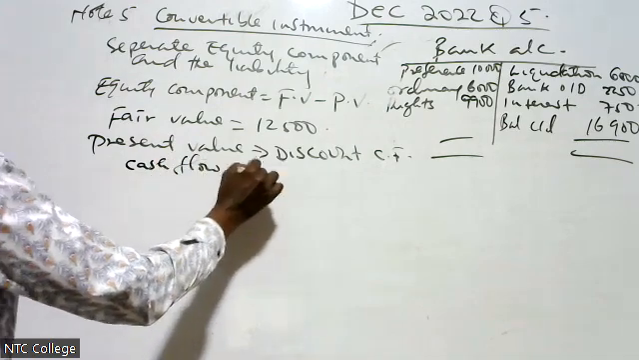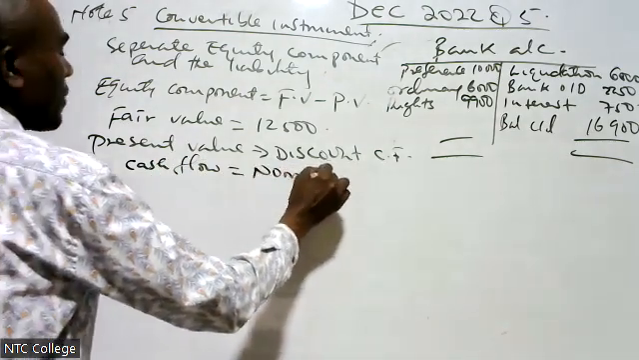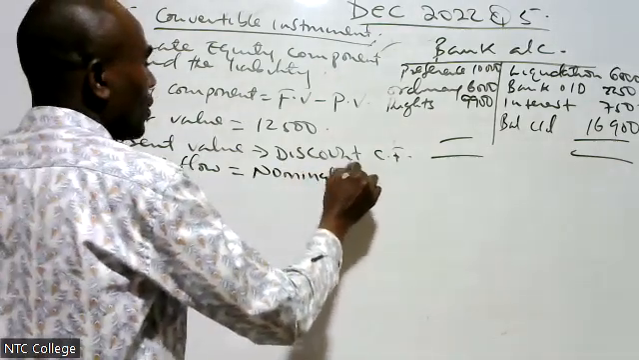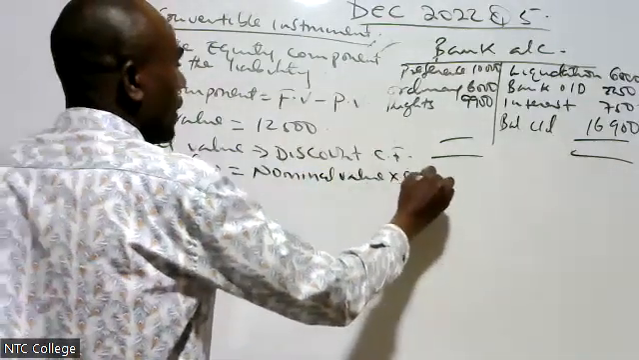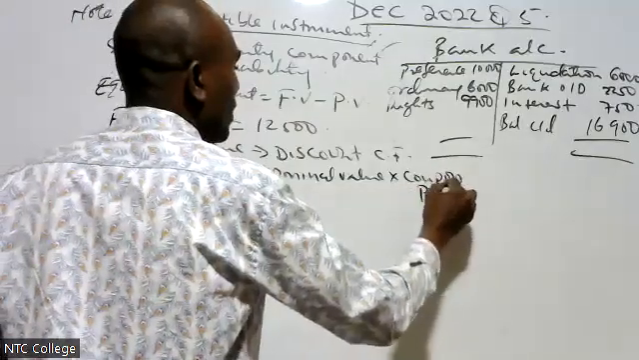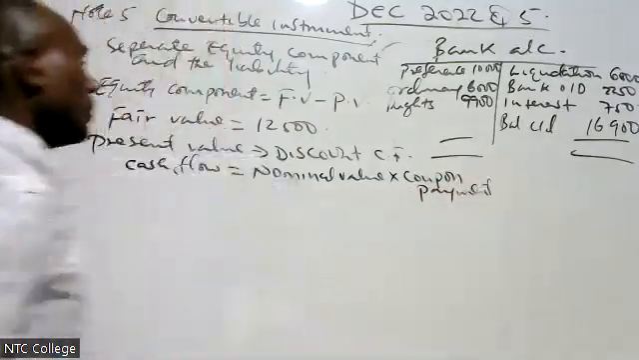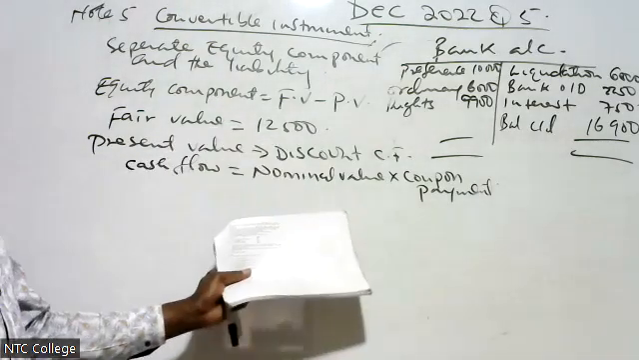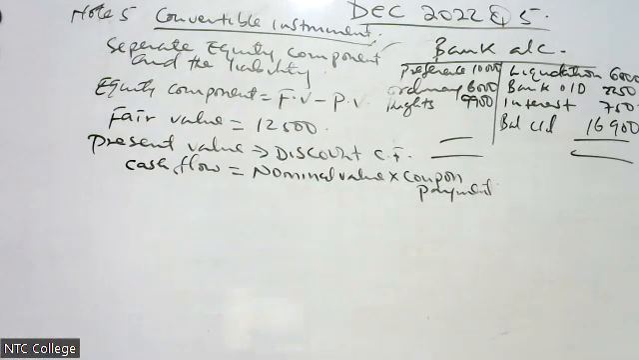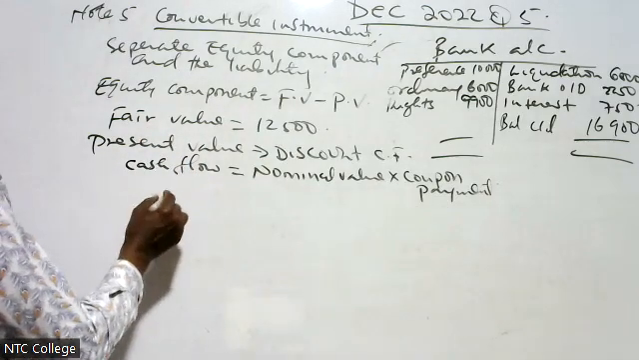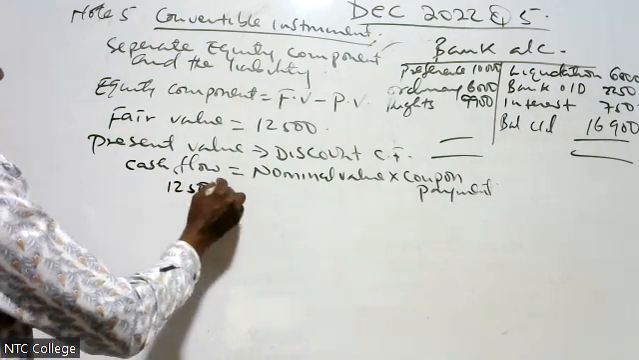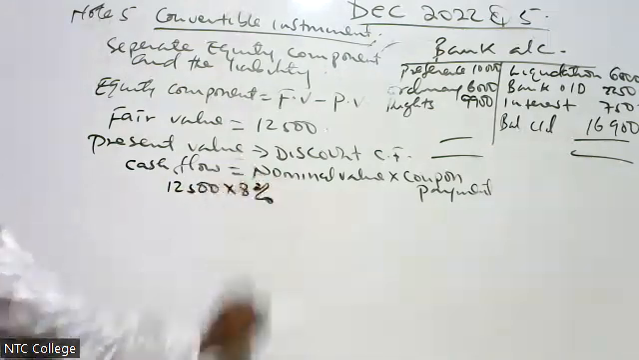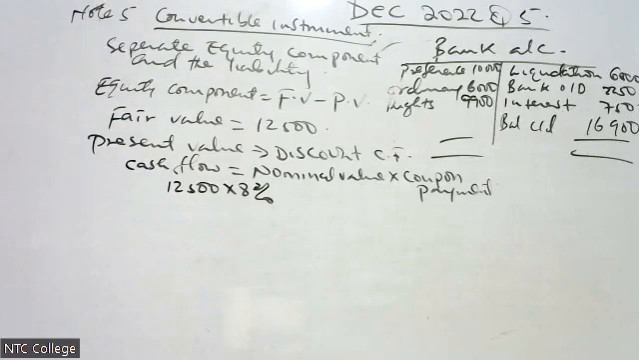Cash flow equals nominal value times the nominal rate, that is, nominal value times the coupon payment. Where do I get the cash flow to discount? It will be nominal value times the coupon payment. What is my coupon payment? It will be 12,500 times 8%.